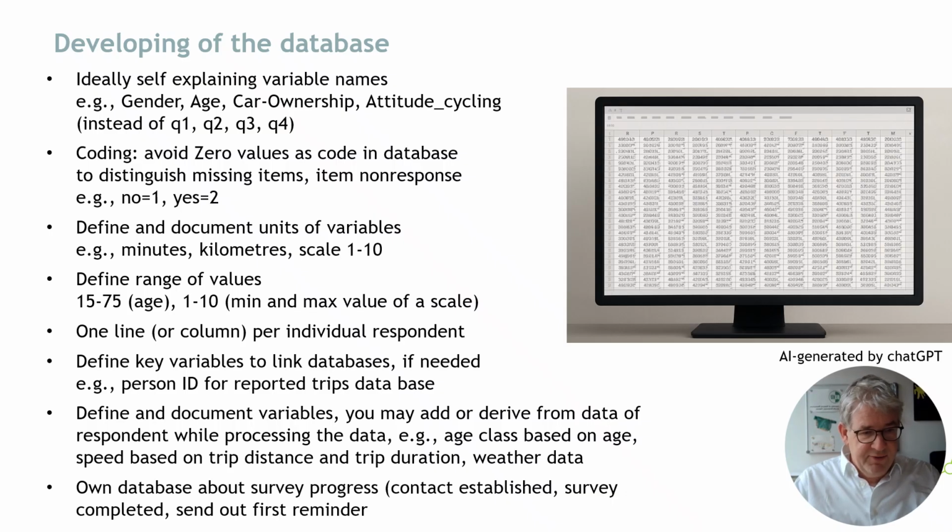Define and document variables you may add to the database from external sources, or that you can calculate. For example, if you ask for the starting time and ending time, you can calculate the duration of a trip, and you can also add this. Maybe you can also highlight which are original data given by the respondents and which are derived data. You can use a color code, for example. This could also help to understand the database later on.